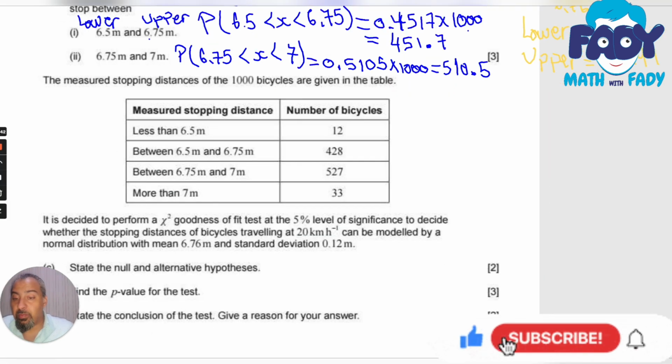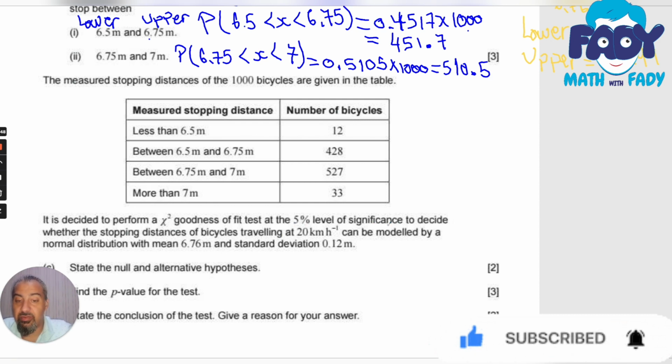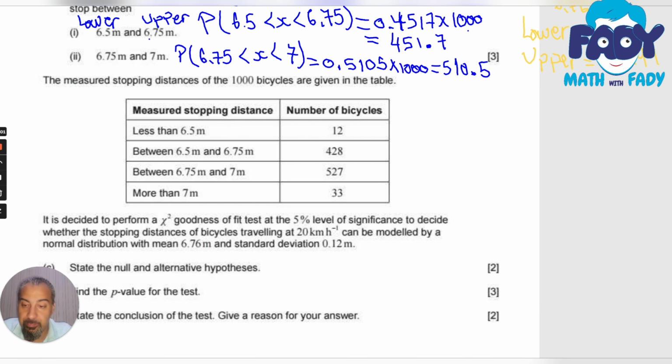It is decided to perform a chi-square goodness of fit test at 5% level of significance to decide whether the stopping distance of bicycles traveling at 20 km per hour can be modeled by a normal distribution with this mean and standard deviation. So now we are dealing with chi-square goodness of fit.